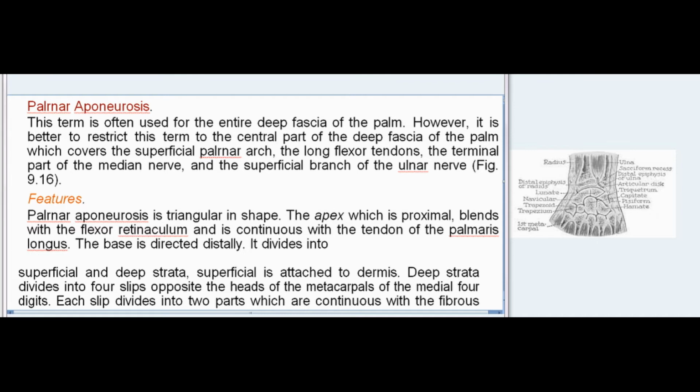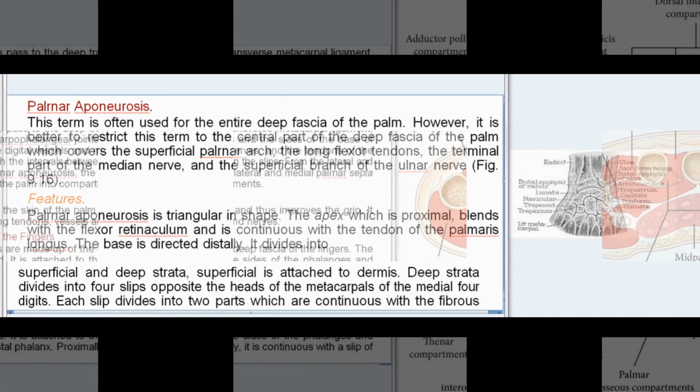Features. The palmar aponeurosis is triangular in shape. The apex, which is proximal, blends with the flexor retinaculum and is continuous with the tendon of the palmaris longus. The base is directed distally. It divides into superficial and deep strata. The superficial is attached to the dermis. The deep stratum divides into 4 slips opposite the heads of the metacarpals of the medial 4 digits. Each slip divides into 2 parts which are continuous with the fibrous flexor sheaths.